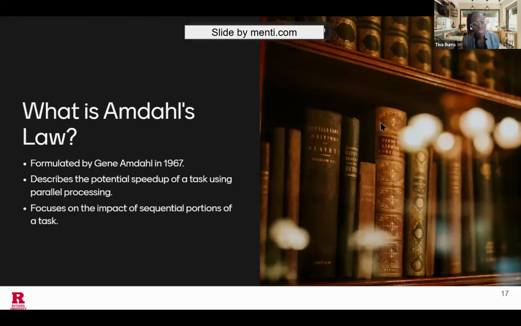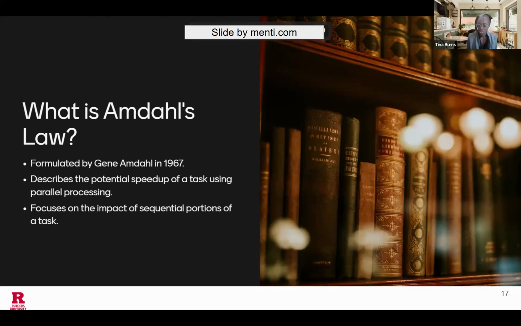Well, one of the ways we can do that is by something called Amdahl's law. Now, Amdahl's law was formulated by Gene Amdahl in 1967, right? So we see around the same time that Moore came across his theory, Amdahl also formulated a theory specifically for timing, and it describes the speedup of a task when you have parallel processing.